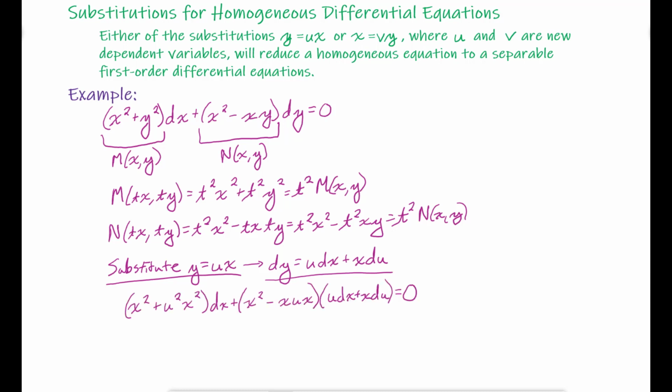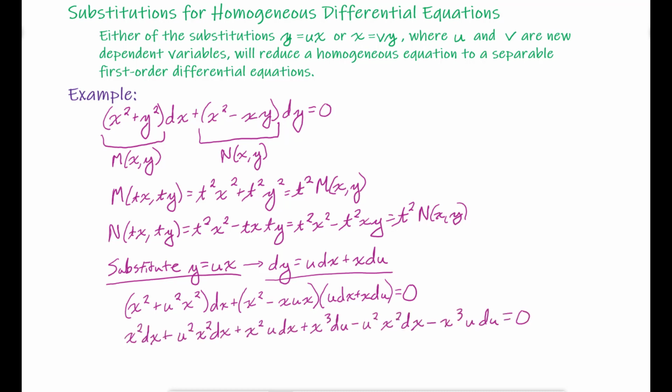This will give me the differential equation x squared plus u squared x squared dx plus the quantity x squared minus xux times the quantity u dx plus x du equals 0. So hopefully, pretty obviously, there's some simplification that can happen here by combining some like terms and doing some multiplication along the way. So let's do that.